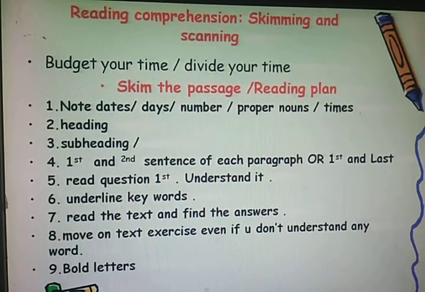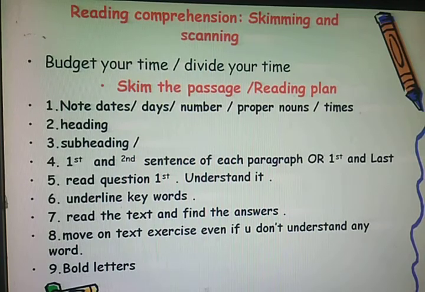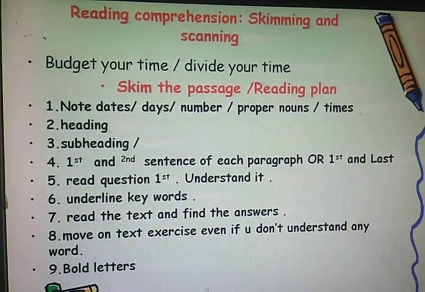Number 9 point, bold letters. Yes, my dear students, sometimes in the passage, for the bold letters, they may ask you the word meaning, they may ask you the synonym of it, they may ask you the antonym of it. So it depends on the question. Keeping all these views in your mind, reading comprehension will be very easy for you.